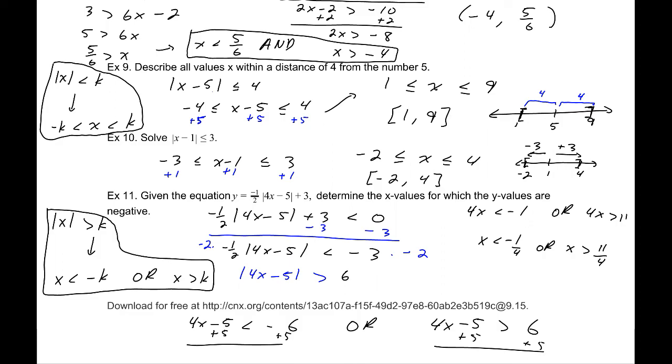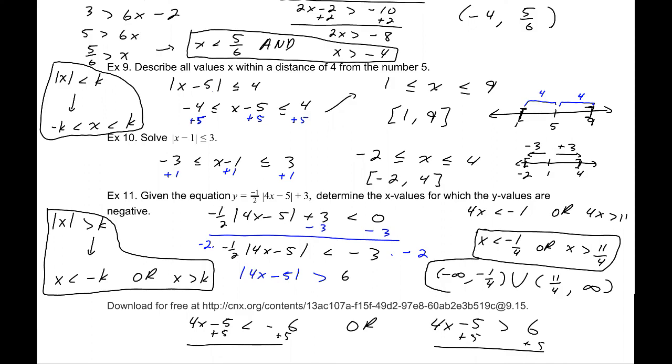So to write this in inequality form, we have that. To put this in interval notation, we have negative infinity to negative 1/4, not including negative 1/4. We've also got our separate interval, 11/4 to infinity, and then we will union those two. That's how we'll write that.